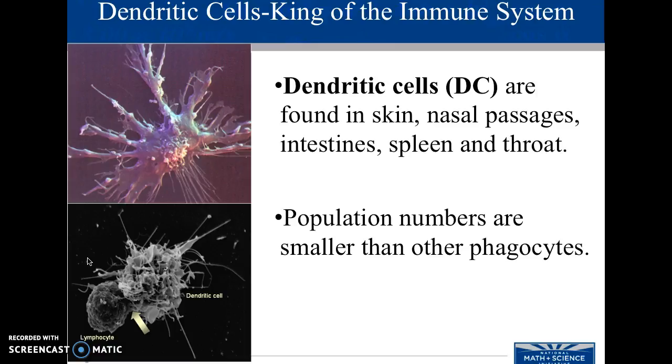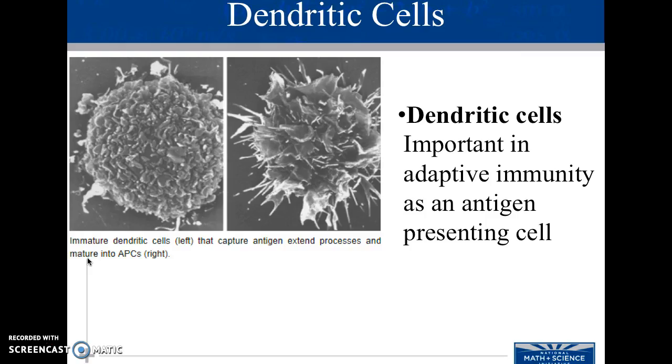Dendritic cells are found in the skin, nasal passages, intestine, spleen, and throat. They are not as common as the other phagocytic cells. Dendritic cells are important to adaptive immunity as antigen presenting cells, so they are phagocytic when it comes to the innate response.